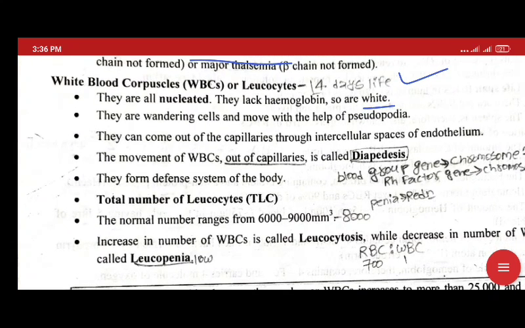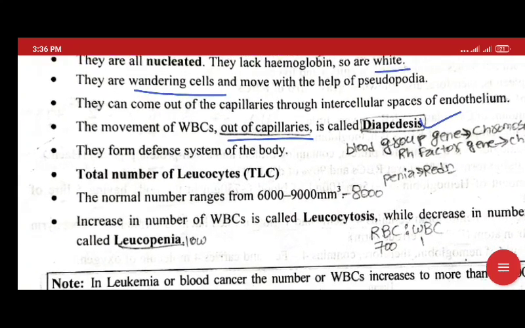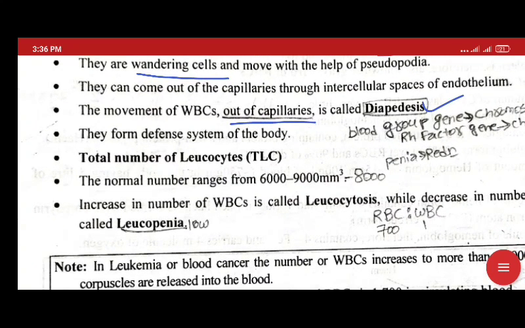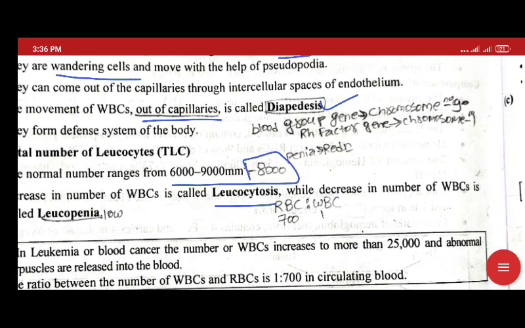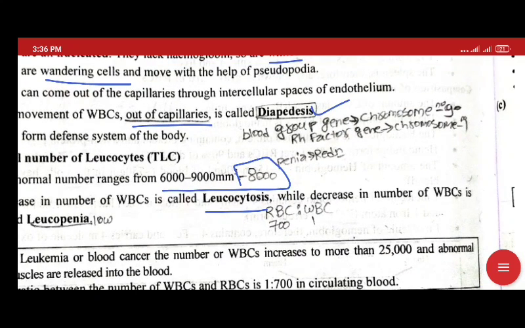Now this has wandering movement, so it is called diapedesis. Diapedesis is wandering, so it can go out from the capillaries. The total number is 6,000 to 9,000, or you can say 8,000 is the normal count. If WBC increases, then we have blood cancer. It is called leukocytosis you can say.